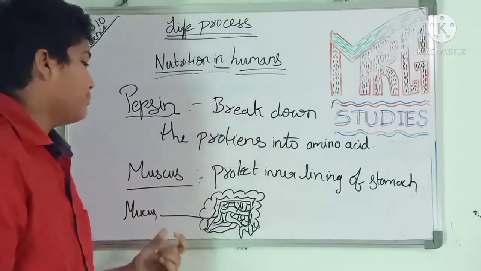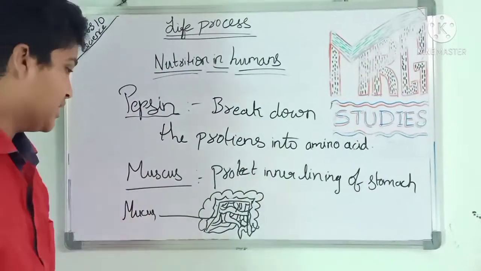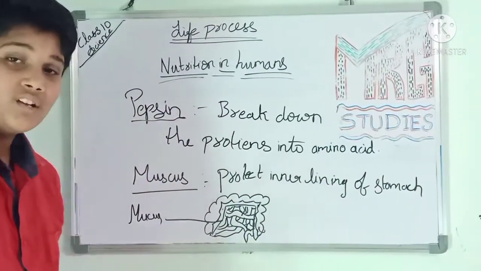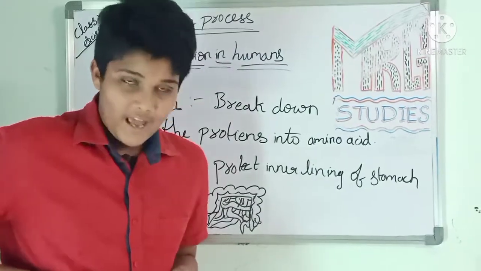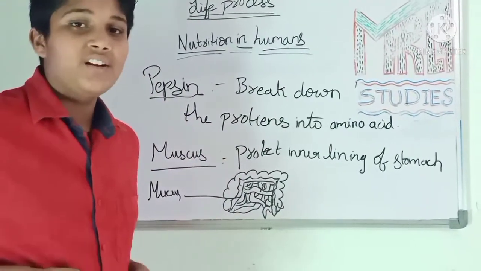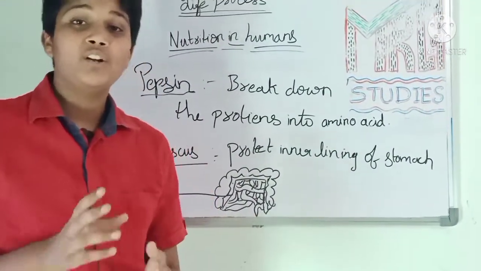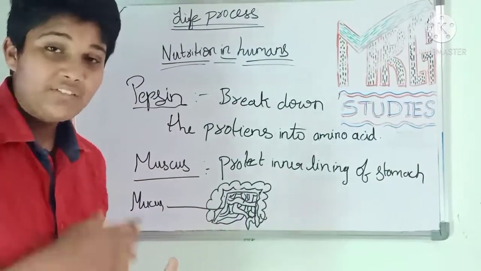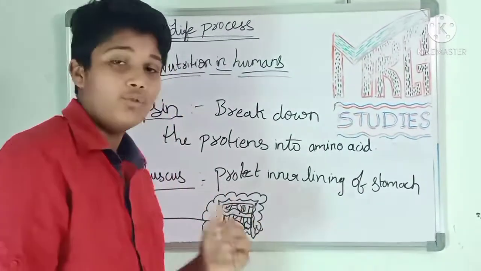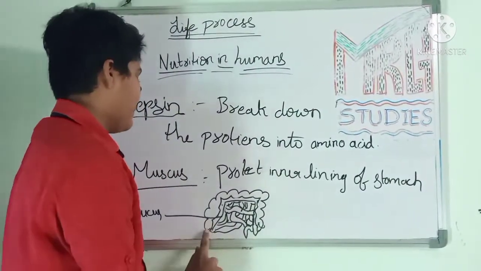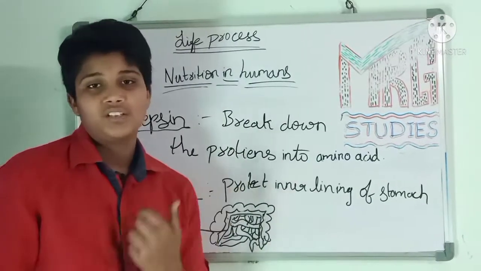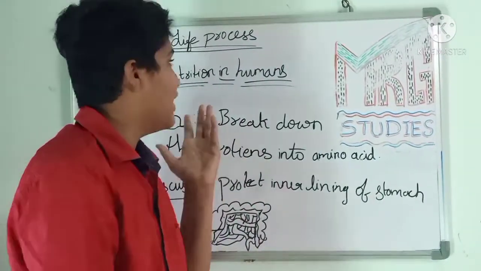Now I will tell you about the mucus. The mucus protects the inner lining of the stomach. Between the stomach wall and the food there is an inner lining of mucus. So this is part 1 of life processes.